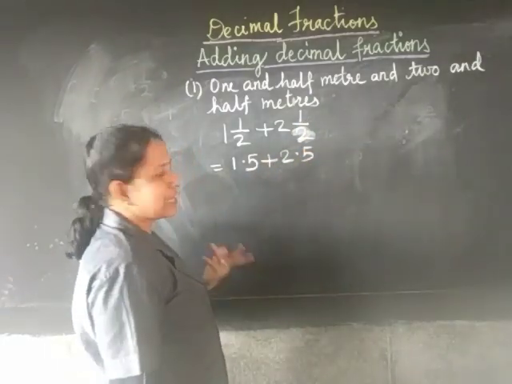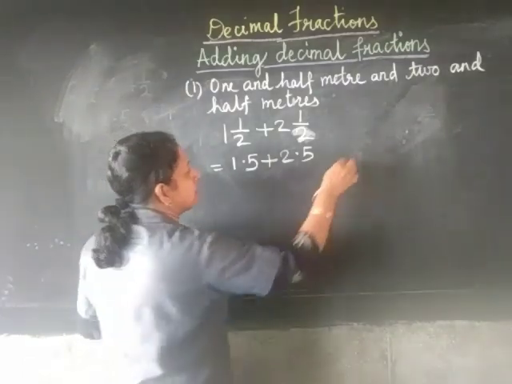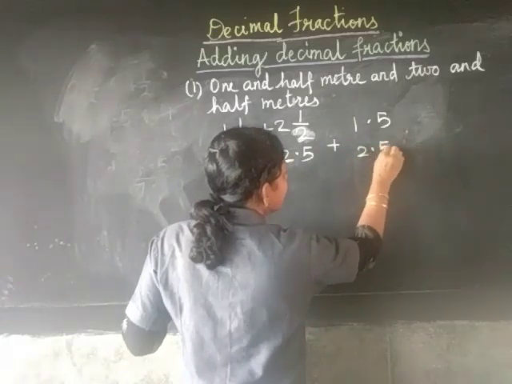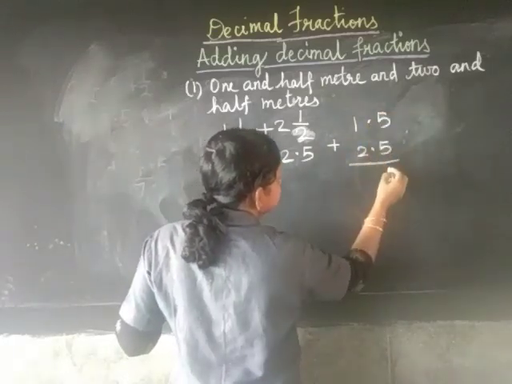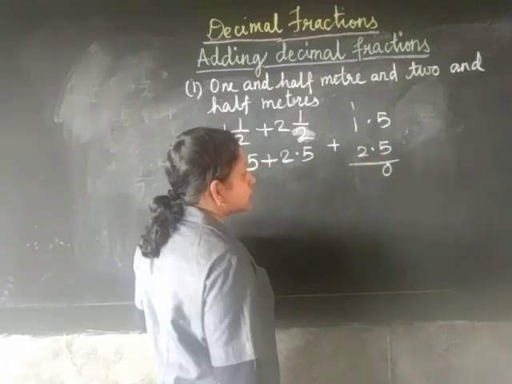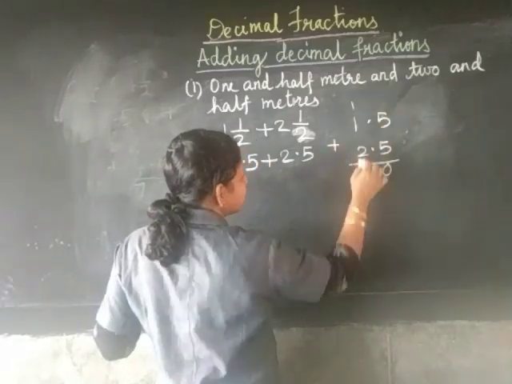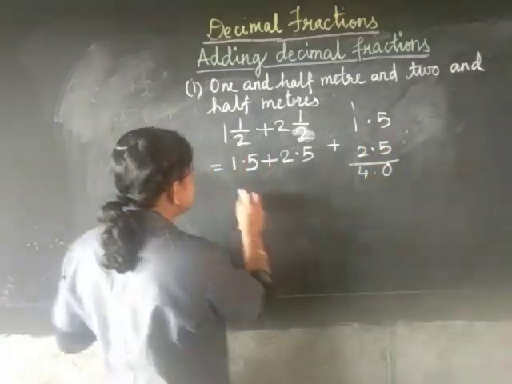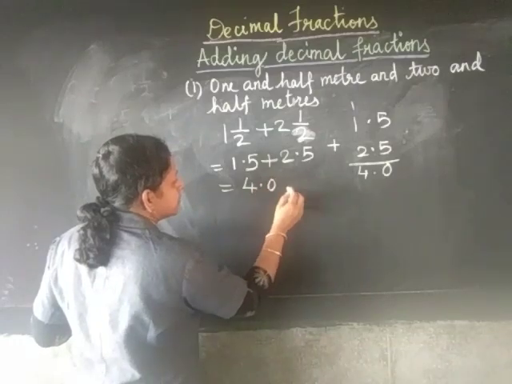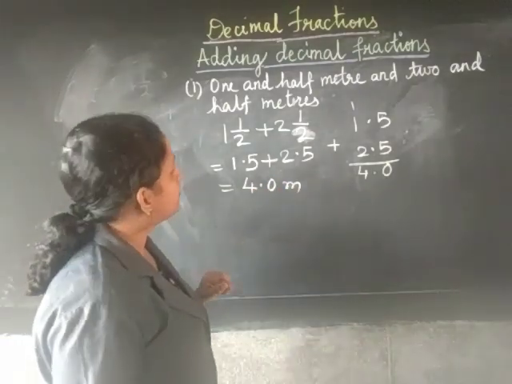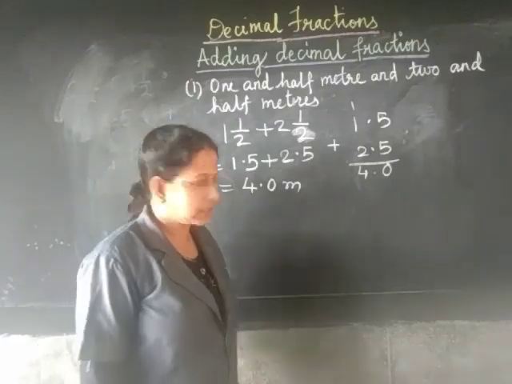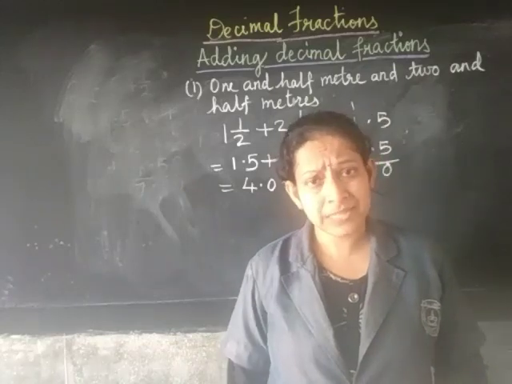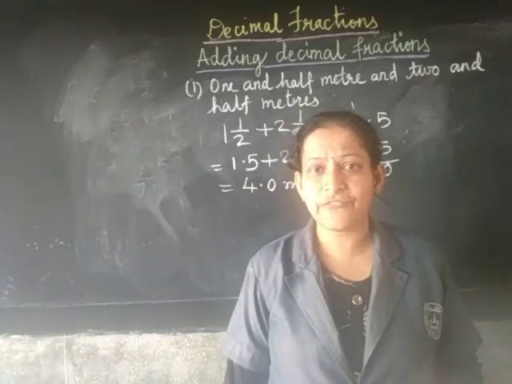Fine. So now you can easily add this vertically if you want. We'll show you 1.5 plus 2.5. Okay, so 5 plus 5 is equal to 10. So carried 1. So 2 plus 1 is equal to 3 and plus 1 is equal to 4. The decimal point will come below the decimal point. So the answer is equal to 4.0 meters. Okay, 4.0 meters is the answer. So I hope you have understood about adding fractions. Now let us learn about subtraction of fractions.